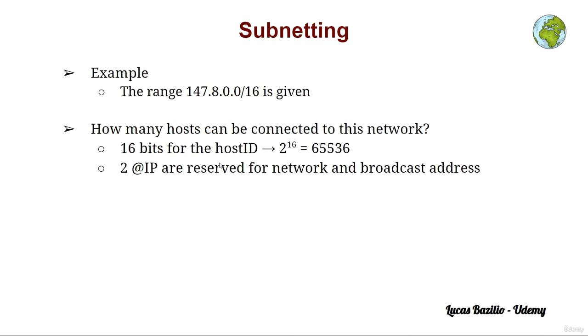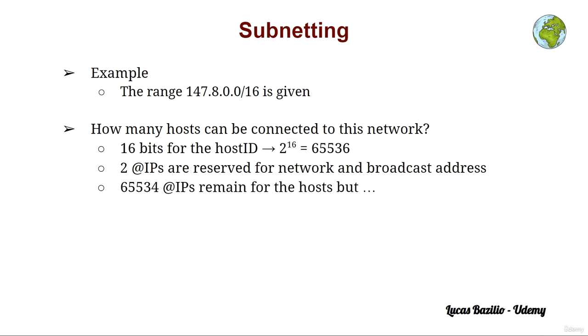However, remember that we have 2 IP addresses that are special, they are reserved for the network address and the broadcast address. So we need to subtract these 2 IP addresses from this amount of hosts. Very well, so this leaves us with 65,534 different IP addresses to set the host ID. So this is the number of possible hosts that can be connected to this network.